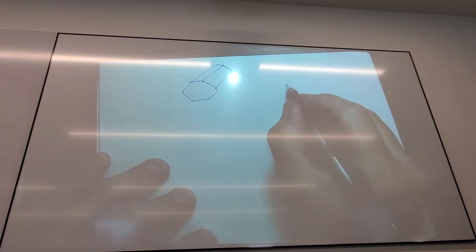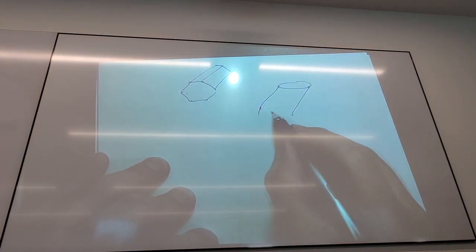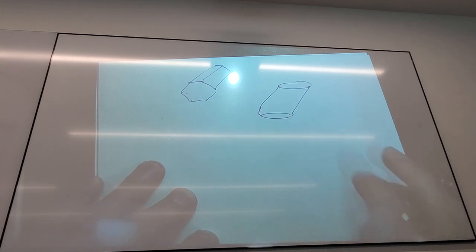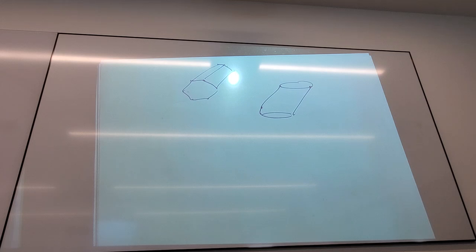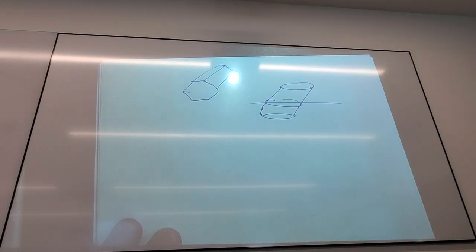So if I have something like this, I'm going to make a cylinder just because it's easier for me to draw. Yes? That is a tilted cylinder. Some call it shifted, tilted, whatever, slant cylinder. That is still a prism because every cross section would still be a circle, yes? Okay.